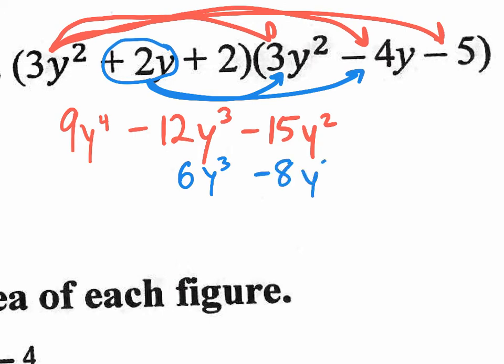And then 2y times negative 4y, negative 8y to the second, or y squared, and you write that right below the other y squared term. And then 2y times negative 5, that's negative 10y. Notice that there are no other single y terms, so it just is there at the end.